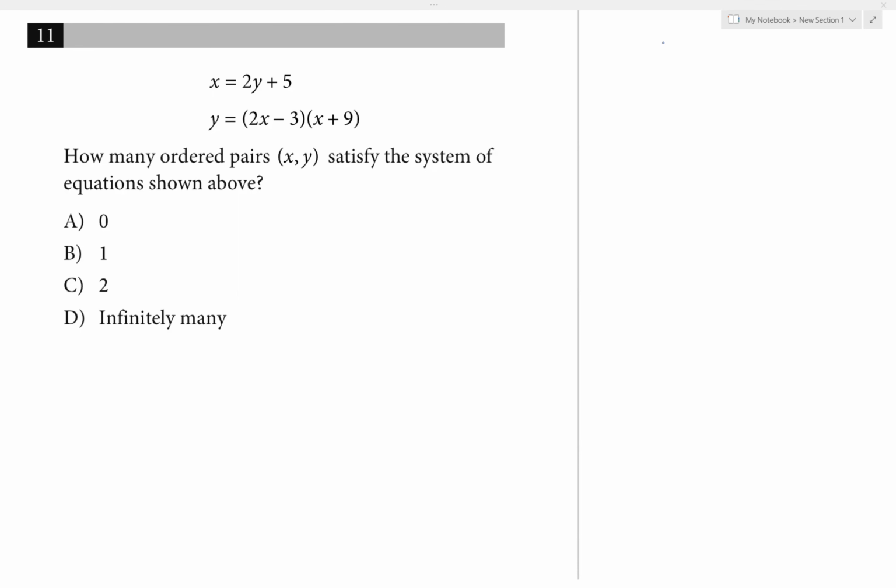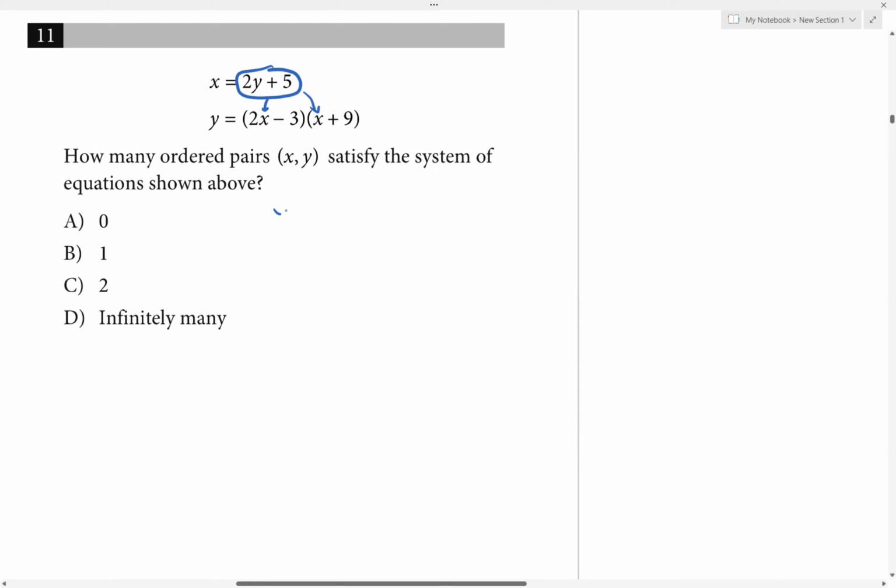Because the second equation here is a quadratic, because we do 2x times x, that's like 2x squared, right? So it's a quadratic equation. So if we're going to do it algebraically here, we could begin with a substitution. Since we have x equal to 2y plus 5, we could plug in 2y plus 5 here for x.